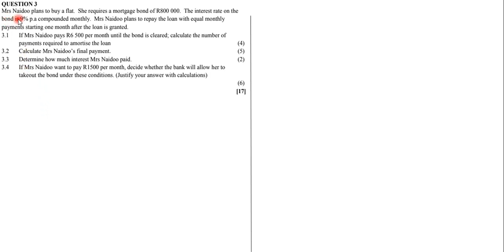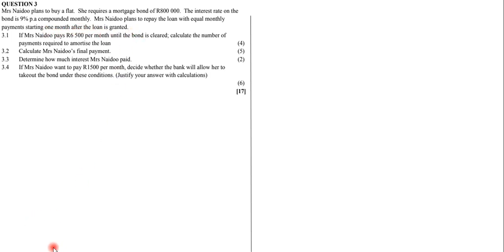Now here, Mrs. Naidu plans to buy a flat. She requires a mortgage bond of 800,000 Rand. The interest rate on the bond will be 9% per annum compounded monthly. Mrs. Naidu plans to repay the loan with equal monthly payments starting 1 month after the loan is granted.